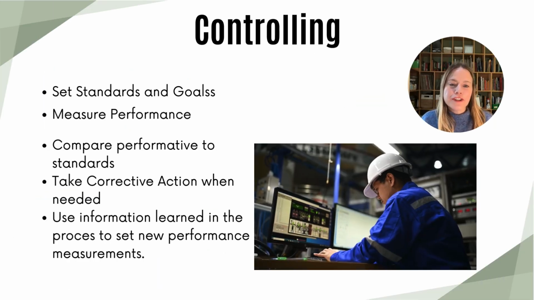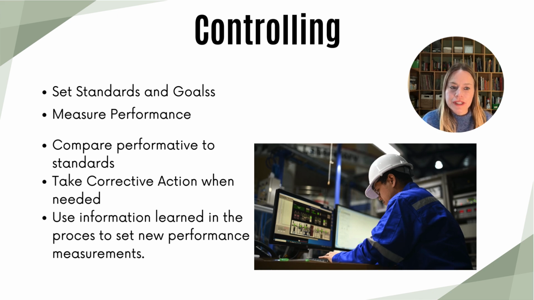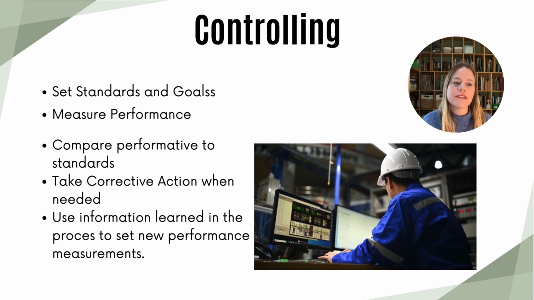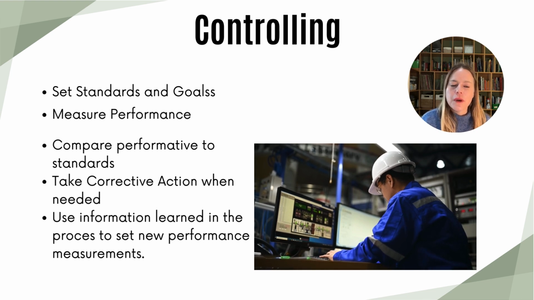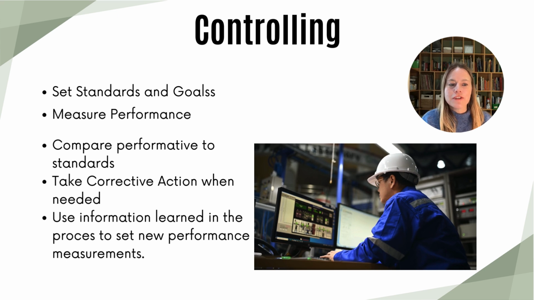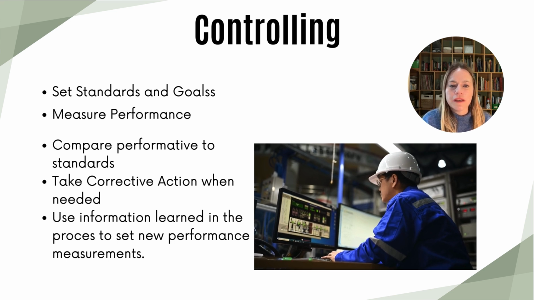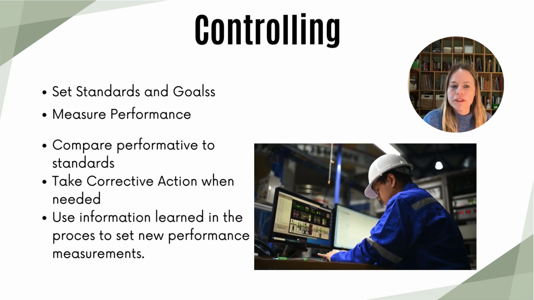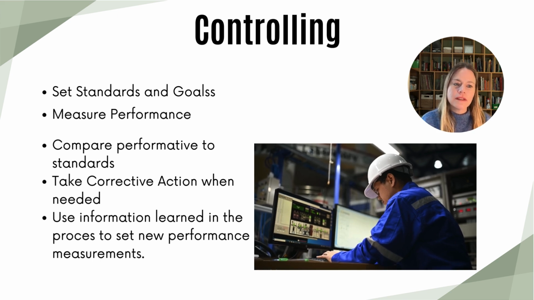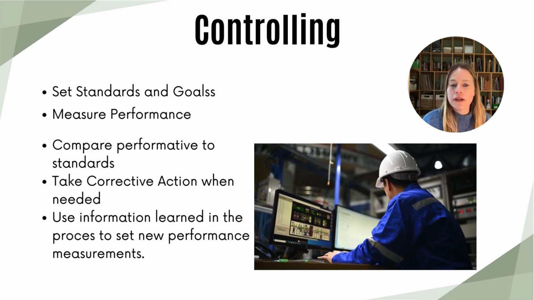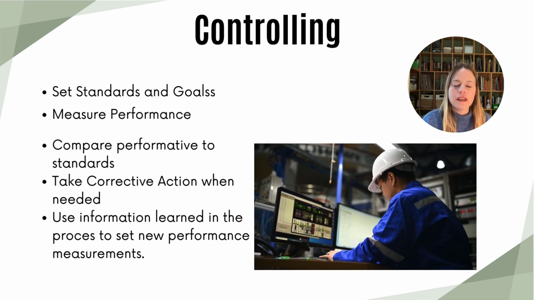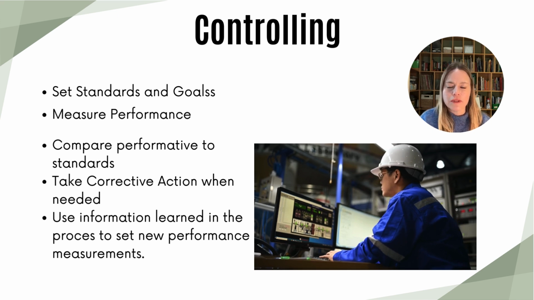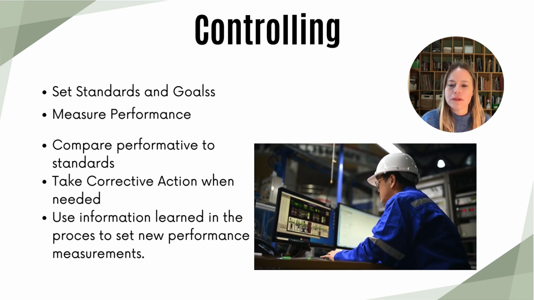The 4th function of a manager is controlling. The process of controlling is cyclical and starts with setting standards and goals. Then the manager measures the performance of the employee and compares the performance to the standards. When necessary, the manager must take corrective action and use whatever information was gained in the process to set new standards and goals. Then the process continues.